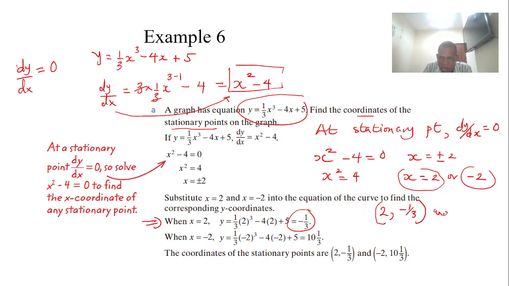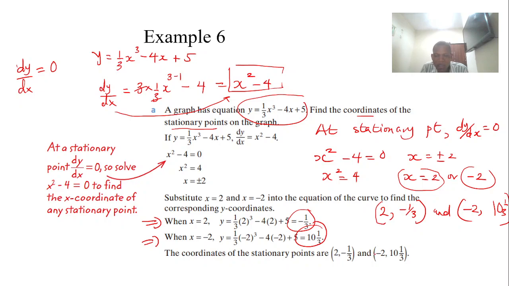And when s is negative 2, do the same thing. So find the value of y. You have negative 2 for x, and y is 10 whole number 1 over 3. So now this gives us the coordinates of the two stationary points, right? So I have these two. Now these two points are my two stationary points.